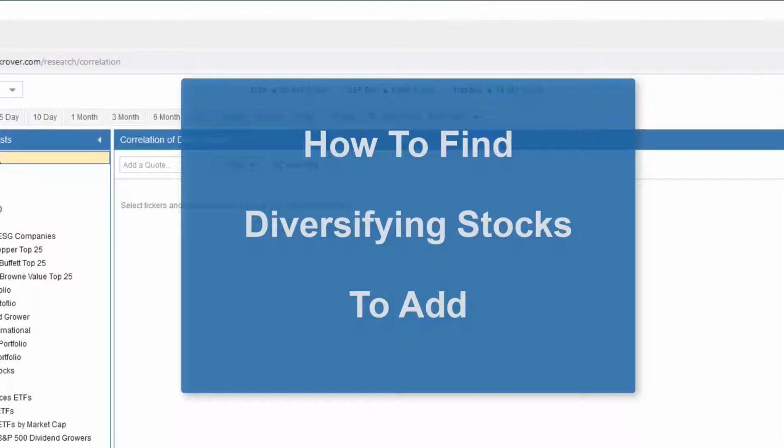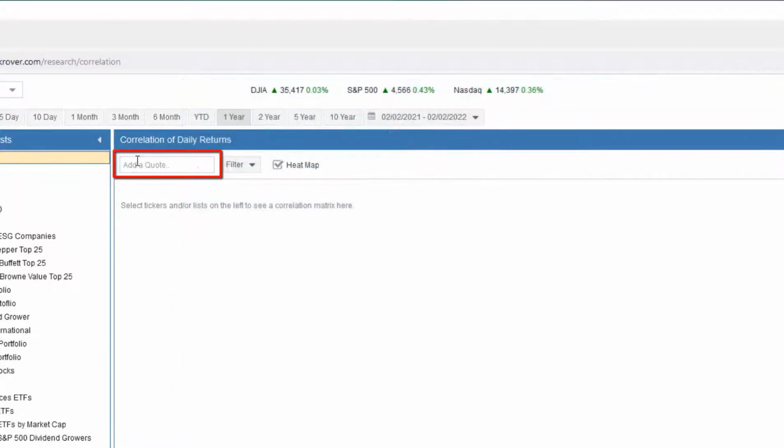For example, let's consider a simple portfolio consisting of 3 ETFs.